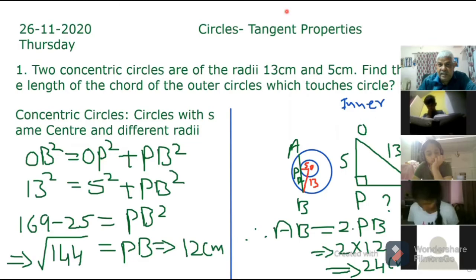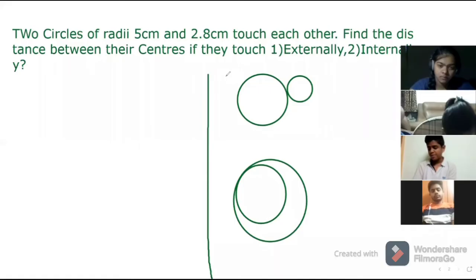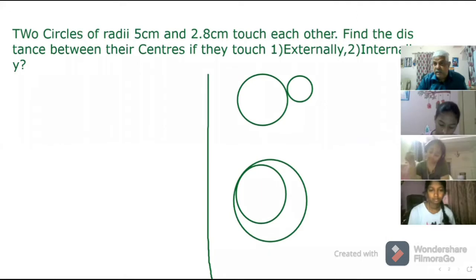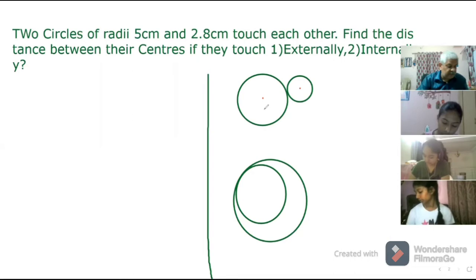Now, my dear friends, the first circle is 5 centimeter and the second one is 2.8 centimeter. And according to this, you have to find the distance between their centers. The question is given considering external touching and internal touching circles. In both the cases, you have to find the distance between their centers.